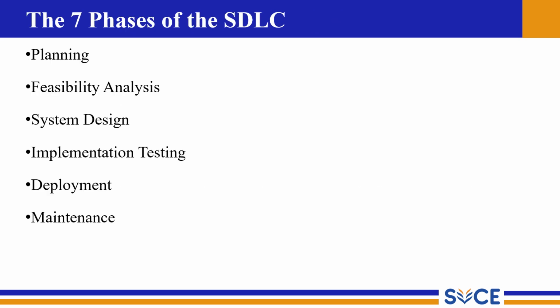The SDLC is usually divided into seven major phases. The first one is planning, then feasibility analysis, system design, implementation, testing, deployment, and maintenance. Each of these phases has its own objectives, deliverables, and people involved. So if you skip or rush through one phase, it can affect the quality of the final product.